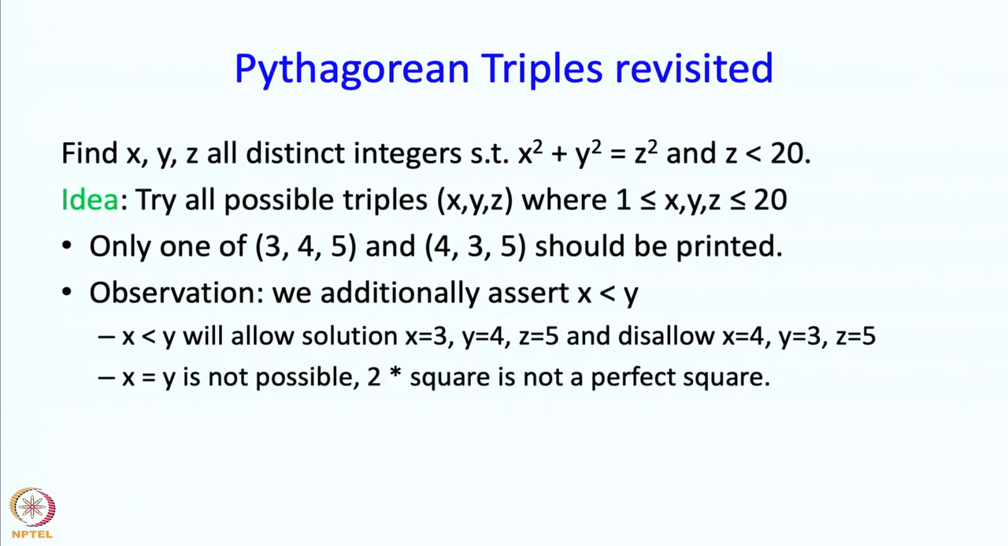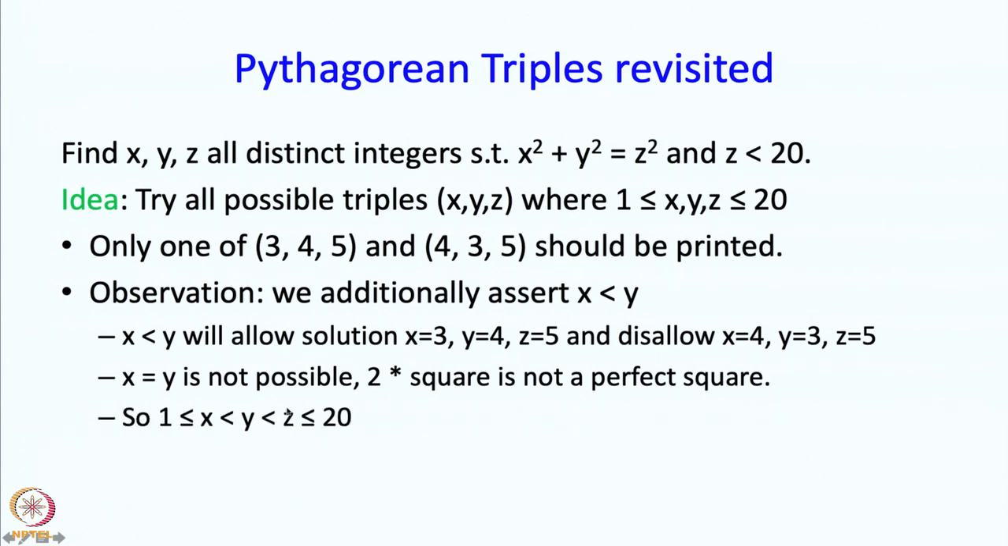Oh, and by the way, note that x equal to y does not have to be considered. Why? Because if we look at x squared plus y squared, then if they are equal, it would be 2 times x squared, and that cannot be a perfect square. So, it cannot equal any z squared. So, x equal to y does not have to be considered. We do not want x greater than y, and therefore, we should only be asserting x less than y.